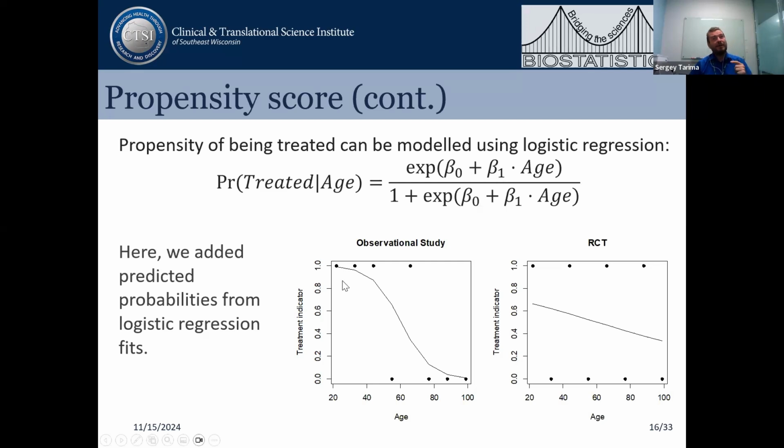But when we estimate them, we can produce this curve. That will be the predicted probabilities of being treated. And the probability of being treated is certainly higher for younger patients and lower for older patients.